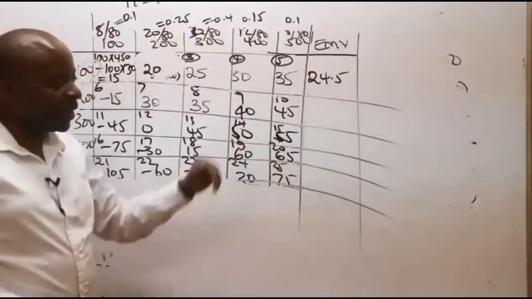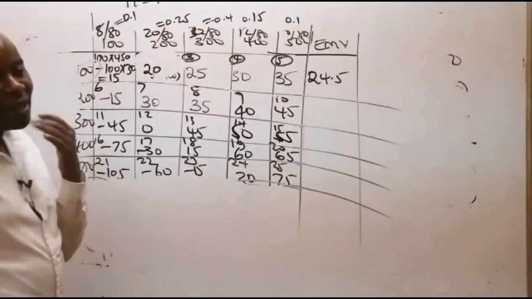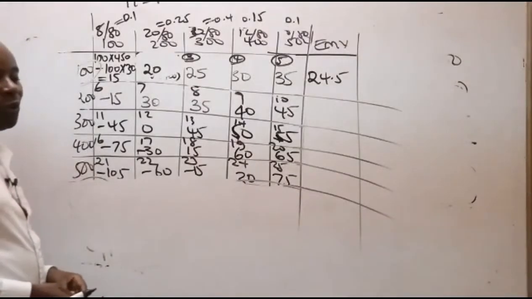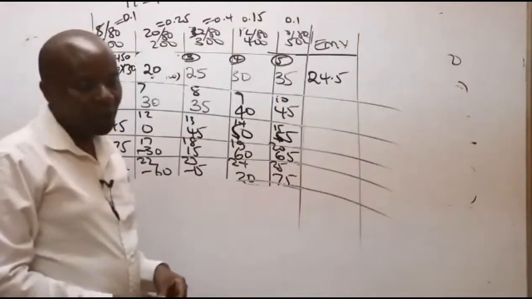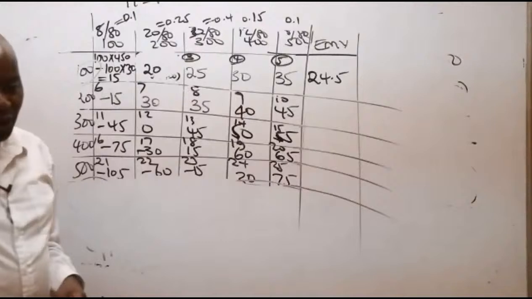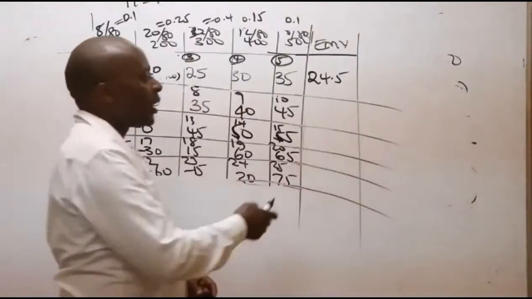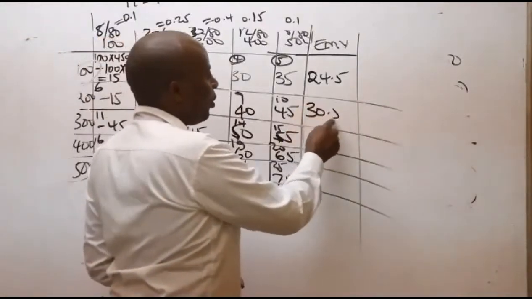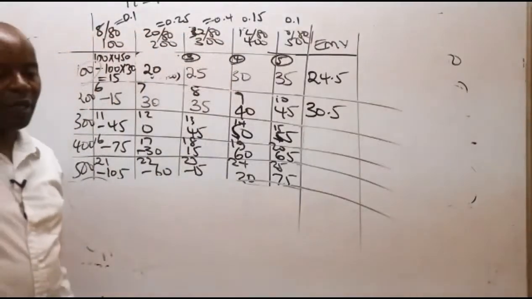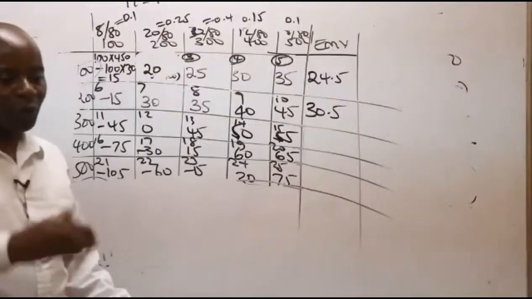How about the second one? How about the second expected profit, expected monetary value? What do we have here? Somebody, second one. So in this case here, Lokai Elim tells me 30.5. Please move on with that spirit.